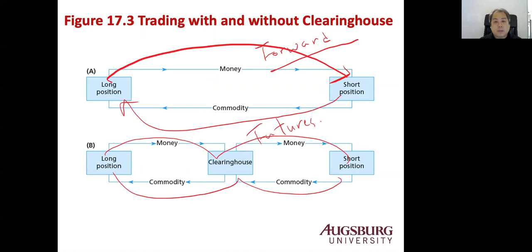So the benefit of having intermediaries is you basically get service from them, and also you can avoid counterparty risk. You don't have to worry about default risk a lot. I'm not saying that there's no default risk. It's possible, but you don't have to be concerned that much because of this.